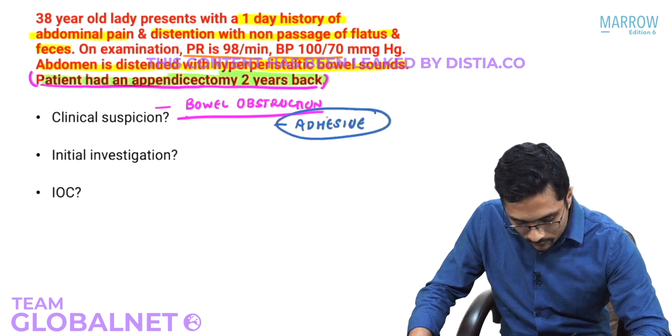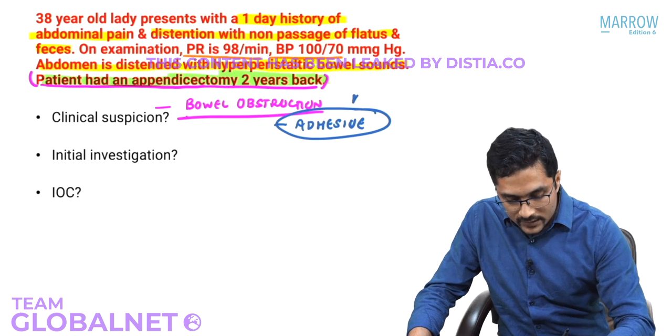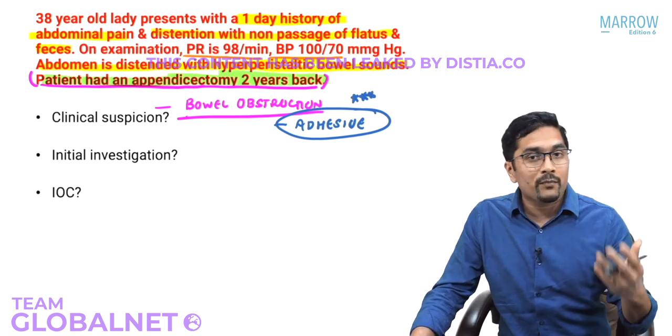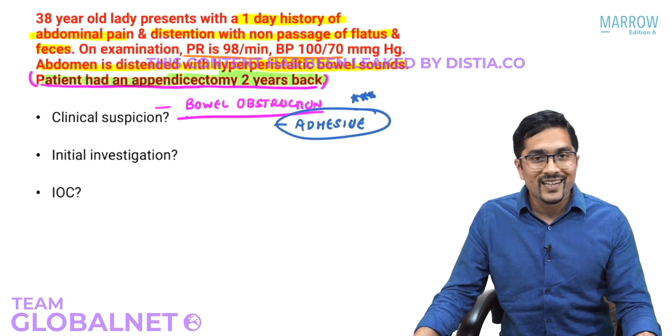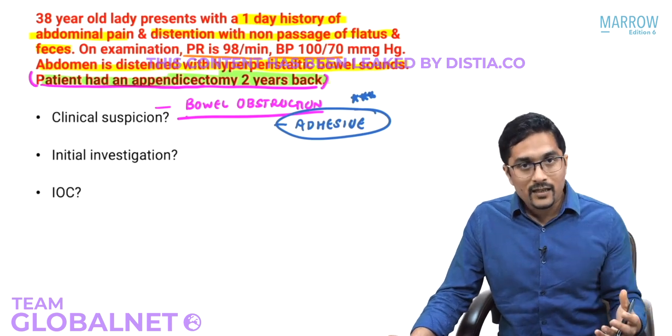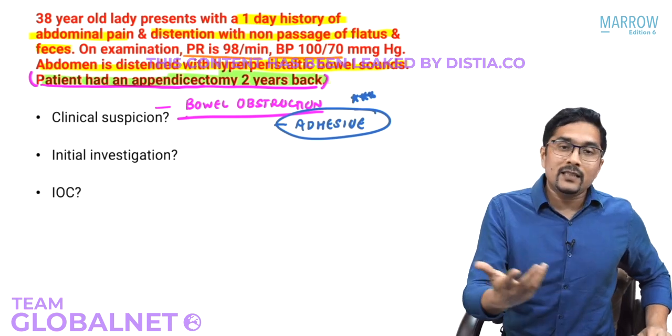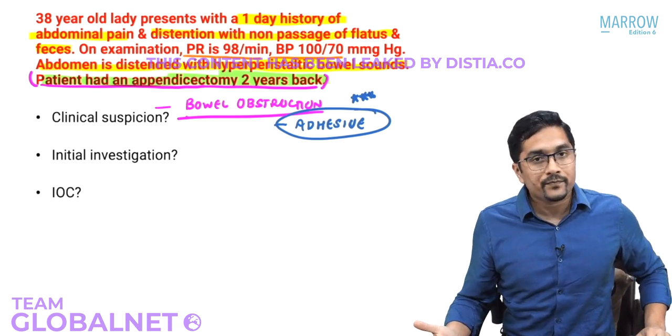Adhesive bowel obstruction is secondary to bowel adhesions. And you know that bowel adhesions are the most common cause of bowel obstruction, right? So that is what you should think about. And these can occur many years after surgery as well.